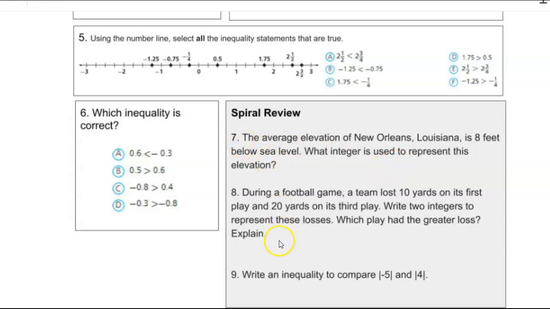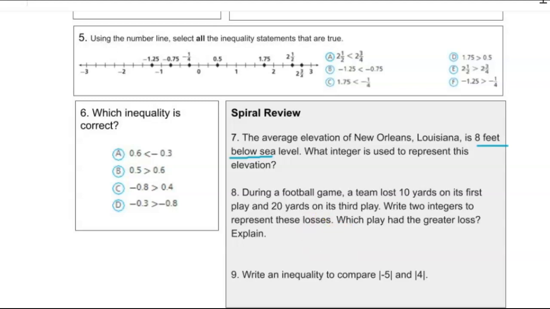Number 7, the average elevation of New Orleans, Louisiana is 8 feet below sea level. So make sure you're picking out the key terms, 8 feet below, and you're going to write the integer. So how do you write 8 feet below sea level as a number? It's either going to be positive or negative. Remember, an integer is writing a number that's either positive or negative.